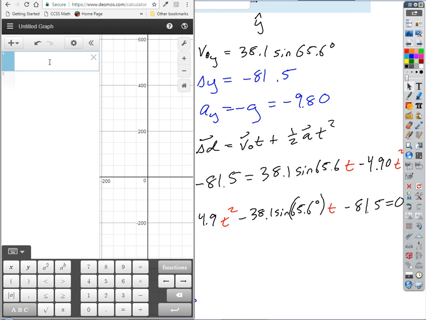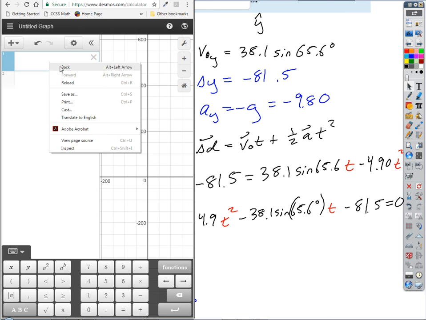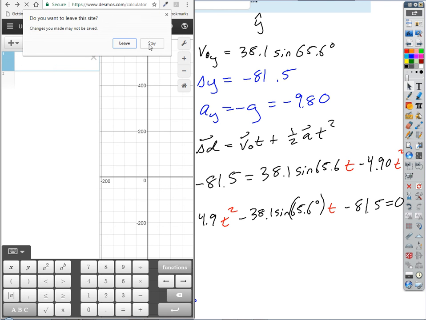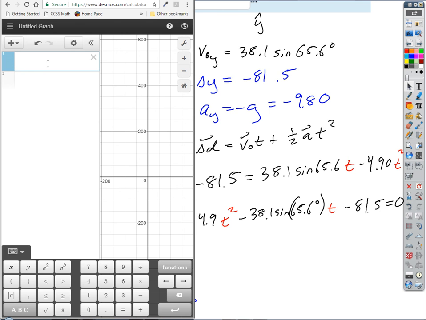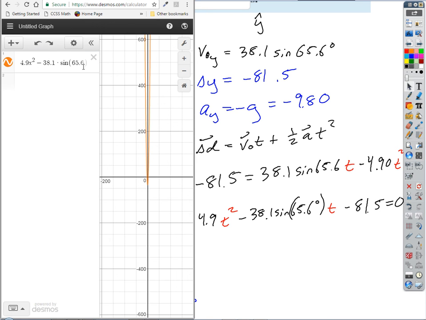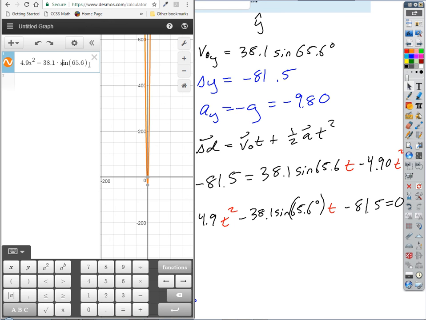Oops. Now what do I do? How come I did that? Oh, right there. There we go. Perfect. Okay. And then minus 81.5 gives me that. And there's my function.